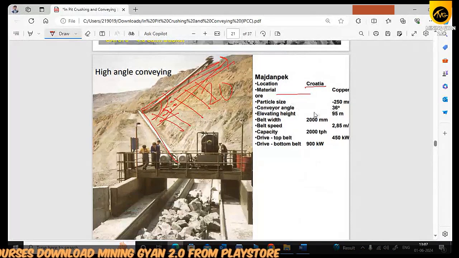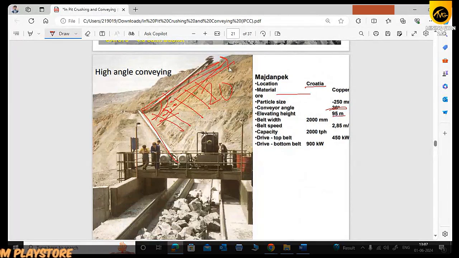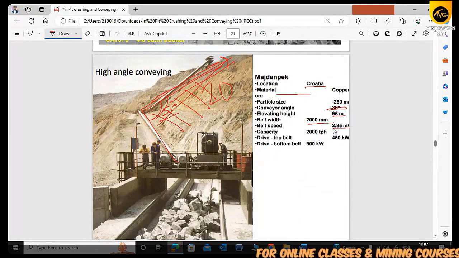The practical particle size is minus 250 mm. The belt conveying angle is 36 degrees. Elevation height is 95 meters. You see, this is 95 meters; I was imagining it was 20 meters by seeing this. In the belt conveyor, the width is 200 mm system, and the speed is 2.85 meters per second, I believe.